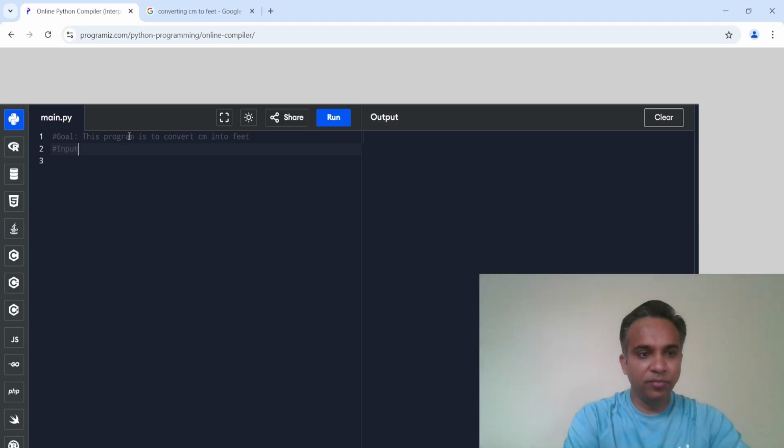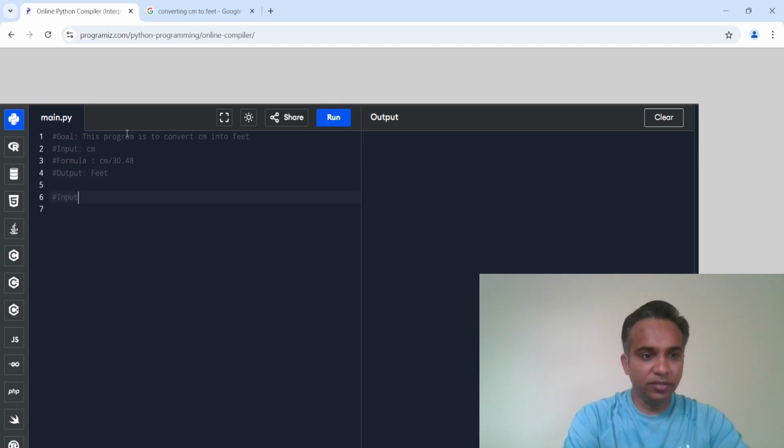What is going to be input? Centimeter. What is going to be formula? Centimeter divided by 30.48. And what is going to be output? In feet.